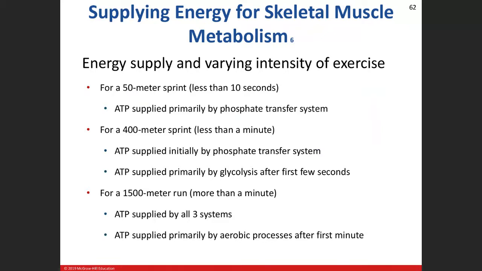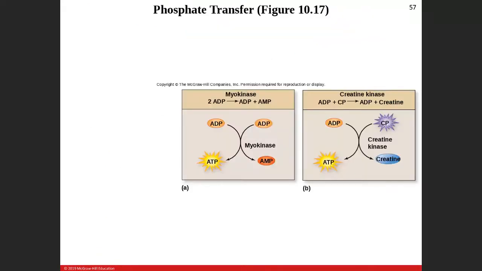Okay. So when does this stuff occur? For short bursts of energy, about 10 seconds, a perfect example is a 50-meter sprint, we are going to use that phosphate transfer system. What's that? That's this right here. That's the phosphate transfer system.